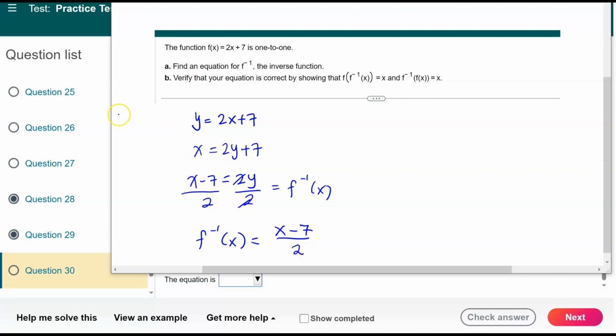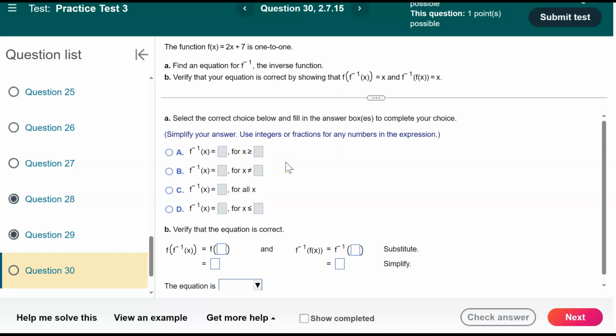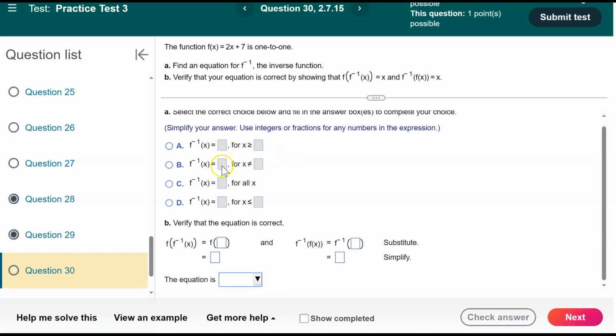We obtained that by solving the equation here, and this equation is obtained by just replacing the y from the original equation by x and the x by y. That's the inverse. All right, now to answer the question here, you would just have to write the equation here.